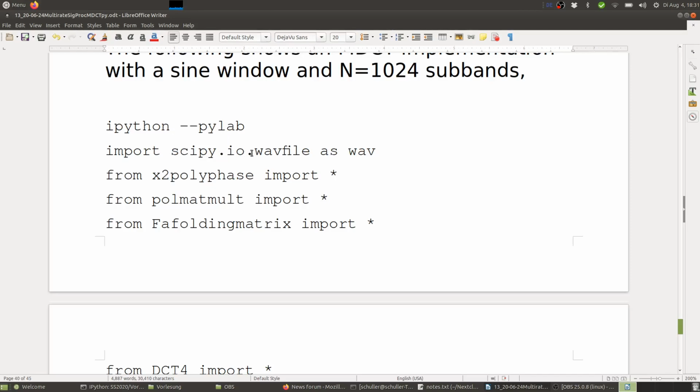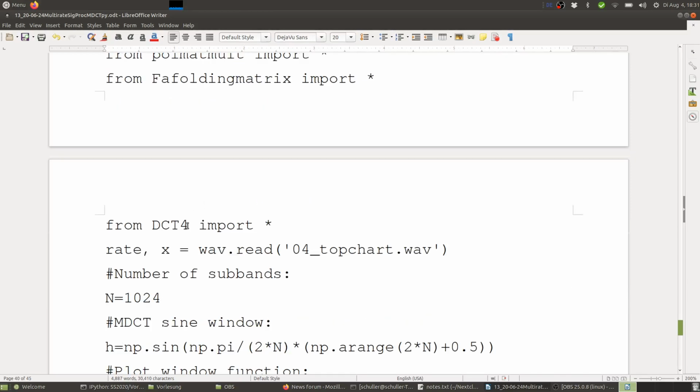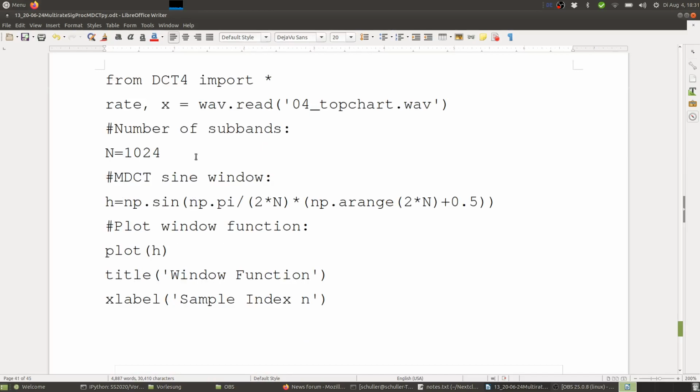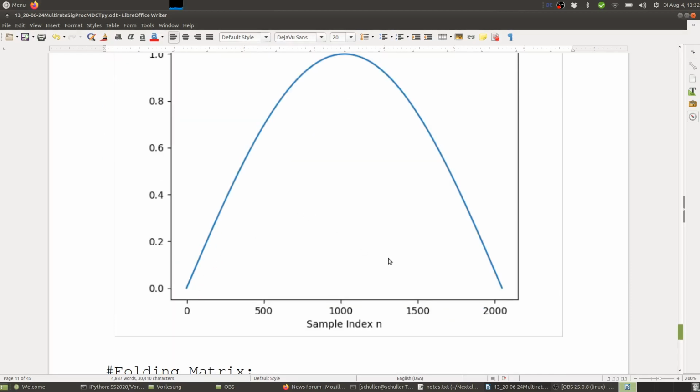We use scipy.io wavfile to read in a WAV file. Then we have our functions x to polyphase, polmatmult, FA folding matrix, and DCT4. And then we can read in a file, here some audio file. We define the number of subbands. Here we define our sine window, which you can see has the length of 2N. We can plot it, and here we can see it. So this sine window has a length of 2048 samples.